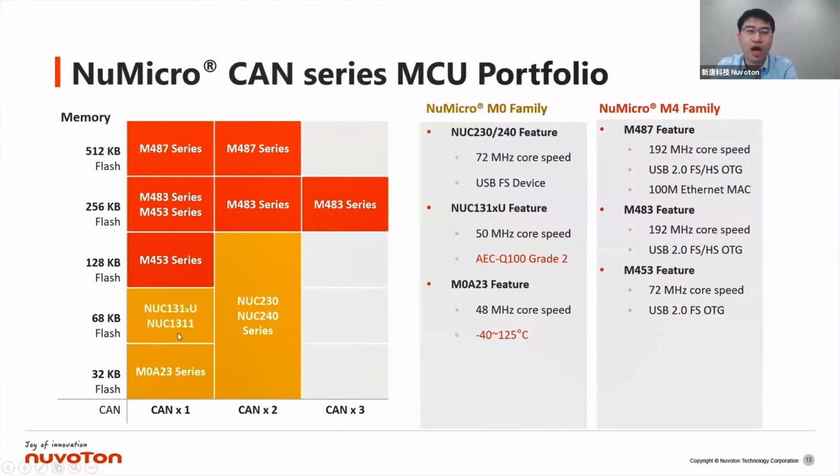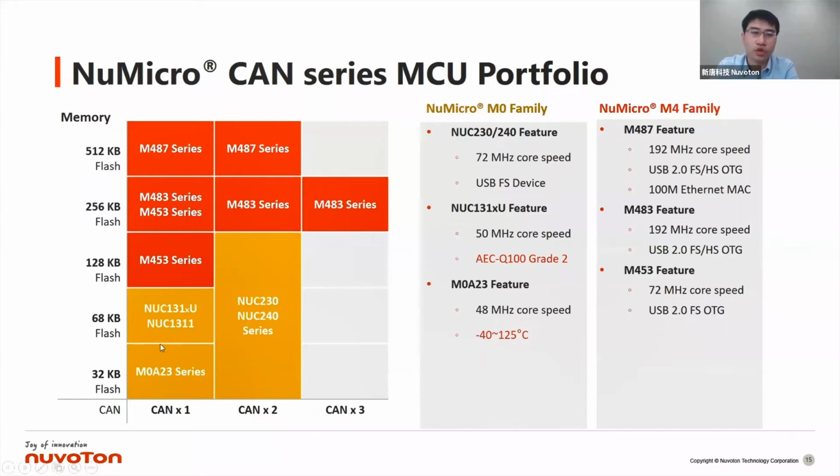Both of them are Cortex M0. This is from our NuMicro M0 family, where the NUC131U just passed AEC-Q100 grade 2. And for the M0A23, the temperature could be up to 125 degrees.